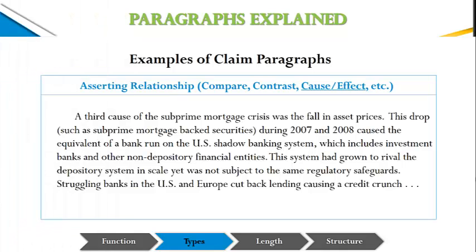Another example of a claim paragraph, this one's just a cause and effect one. So a third cause of the subprime mortgage crisis was the fall in asset prices. So similar to the last example, the writer refers to the overall argument about probably their document asserts to be able to explain the reasons for the crisis. And this particular paragraph makes a claim about fallen asset prices being one of the reasons. So this paragraph should give evidence about the fallen asset prices.